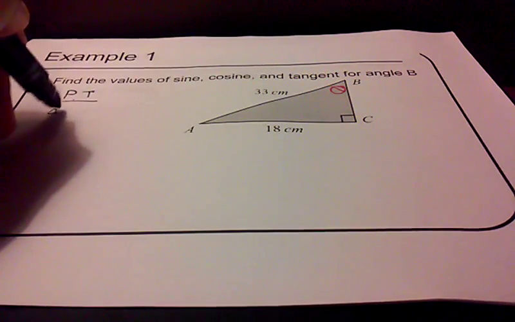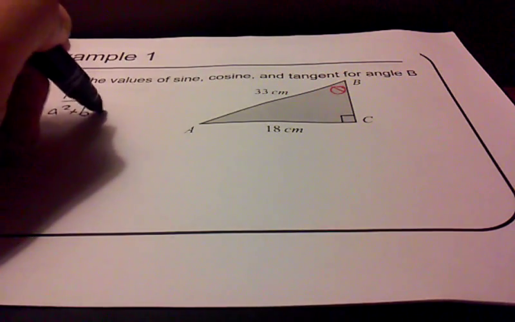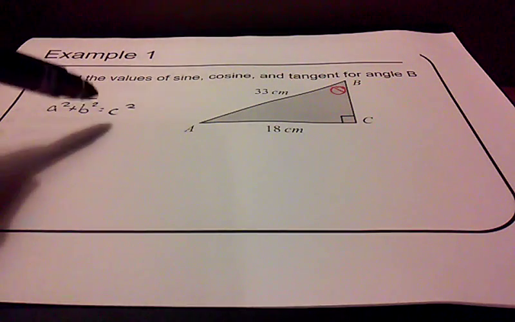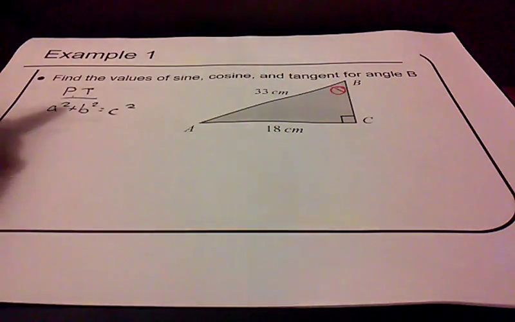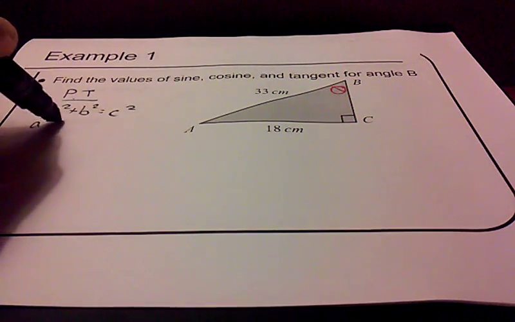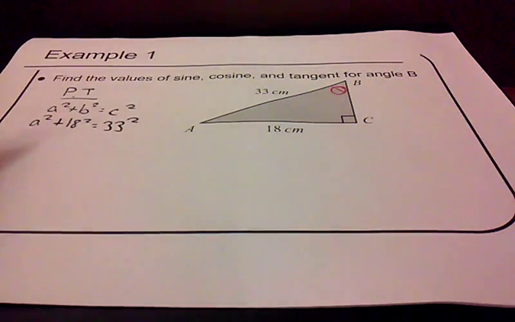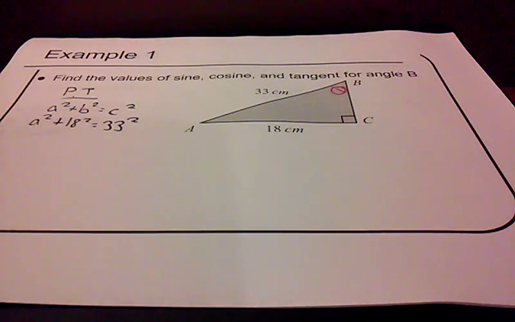And that says that if you have a right triangle, a squared plus b squared is equal to c squared, where a and b are your legs and c is your hypotenuse. Now, it doesn't really matter what you label a and b, but it does matter that c is 33. So I'm just going to have a squared plus 18 squared equals 33 squared. And I'm going to give you a second to figure out what that is while I do the same thing.